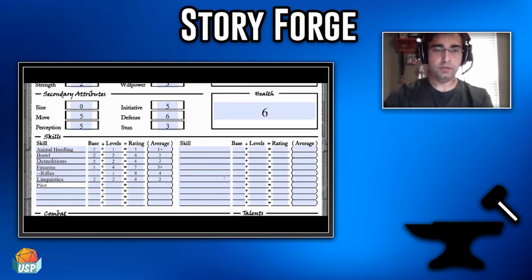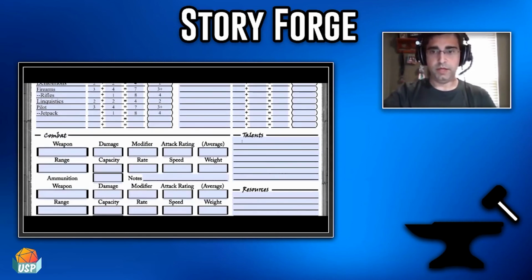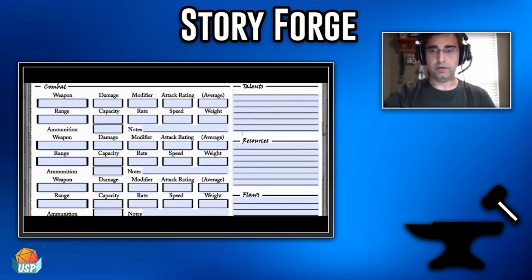Piloting, another good one for a Rocketeer to have. Again, dexterity based, has a high point in that. We're going to give him 4 points as a base, gives him 7 for piloting anything that's not a jetpack, which leads me to his specialization, which would be jetpack. Get 1 extra point in there. So anytime he's flying in his jetpack, he is rolling 8 dice if he'd like to, or taking an average of 4. From there, we've got talents, we've got resources, and we've got our flaws.